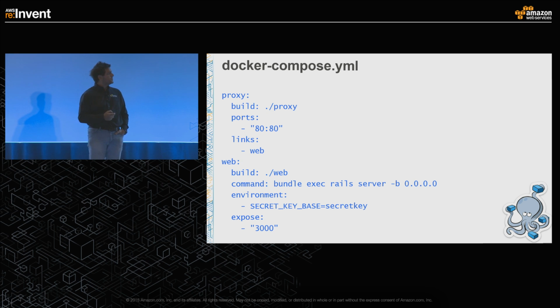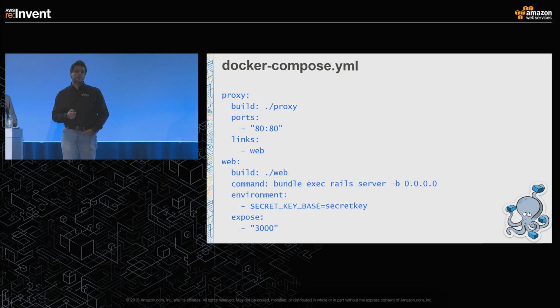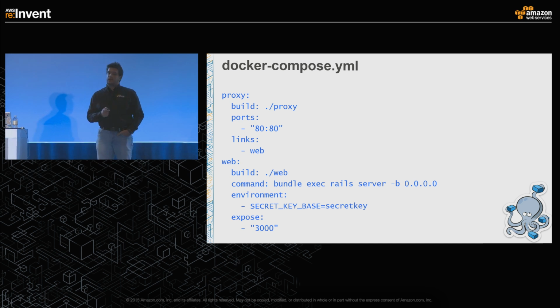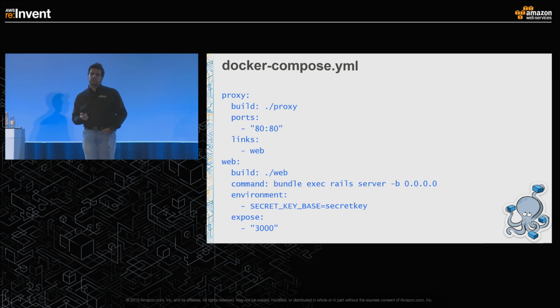Again, this is the Compose YAML for our sample app. We have two components, like what we mentioned at the beginning, a proxy and the web. We build the proxy from a Dockerfile that is in the proxy directory. And then we map port 80 on the container to port 80 on our host so that we can actually access the container. And finally, we link our proxy component to our web component.